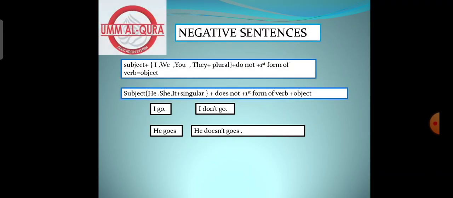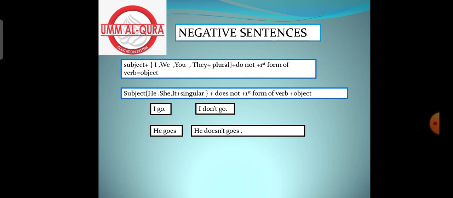In negative sentences, firstly we will write subject plus I, we, you, they plus plural. We will add do not plus first form of verb plus object. In negative sentences, we will write subject with he, she, it or singular plus does not. We will use does not with he, she, it or singular plus first form of verb plus object.